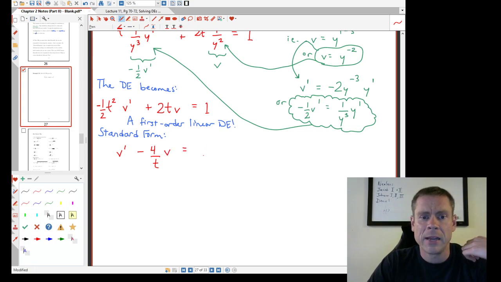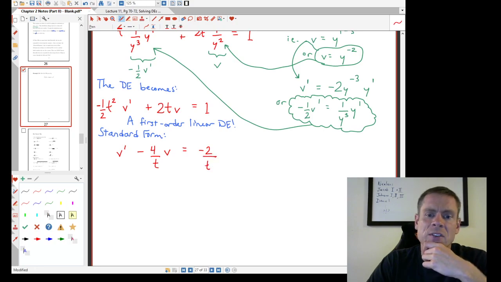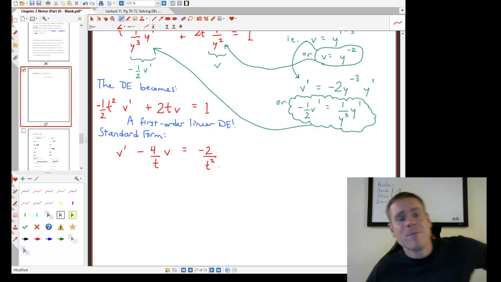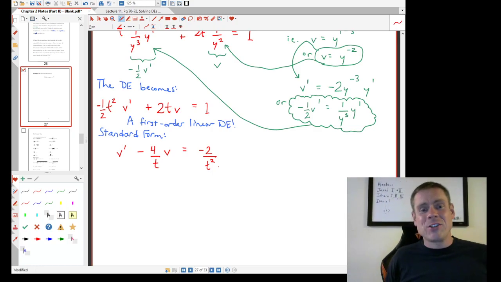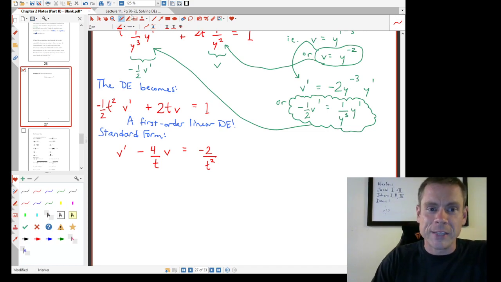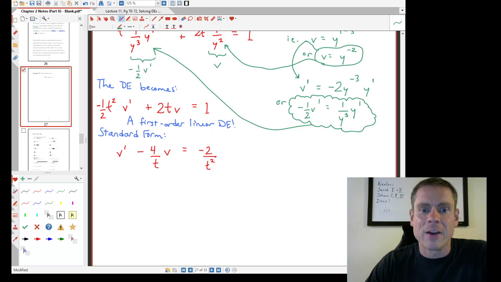On the right, I'm going to get a minus 2, and I'm going to have that over t squared. All right, that's standard form, and it's a linear equation. I have to go and find an integrating factor and do all of the things that I normally would for a linear DE, but they should be things that you're comfortable with by now.